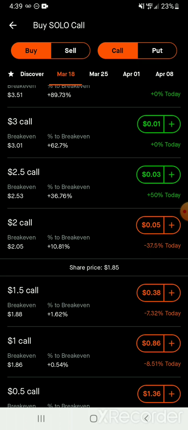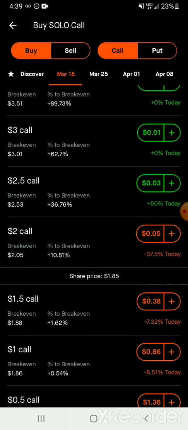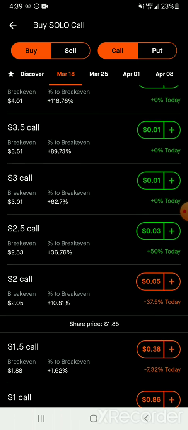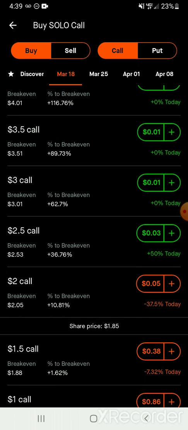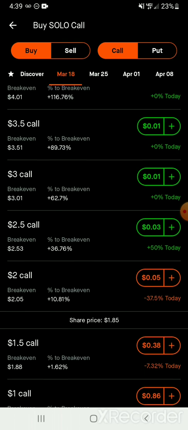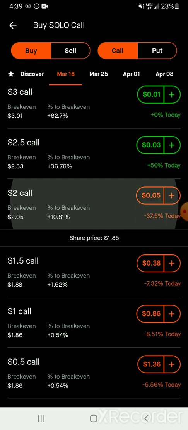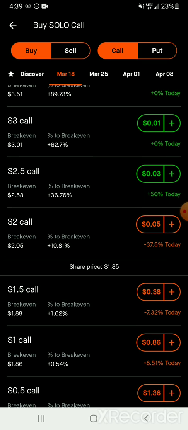Now, the strike price is what you notice next to call here. $2 call, $2.50 call, $3 call. That dollar value is the strike price. There is some basic information right here that we can view for each contract.